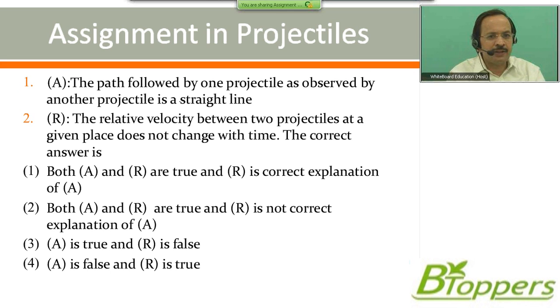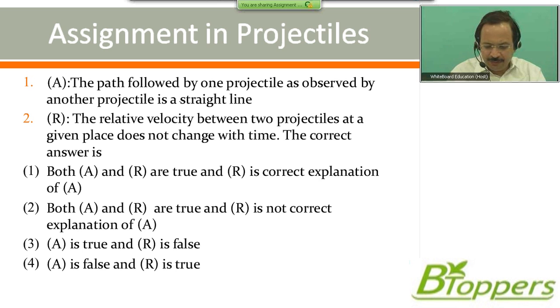Now look at the first question again on the screen. This I have discussed in the theory part. The path followed by one projectile as observed by another projectile is a straight line. That is the assertion. The reason is the relative velocity between two projectiles at a given place does not change with time. The correct answer is the first option. The path followed by one projectile as seen by another projectile at a given place is a straight line because the relative velocity between the two projectiles does not vary with time.